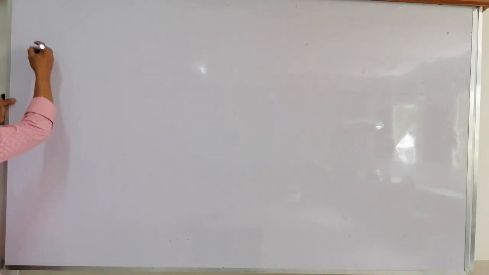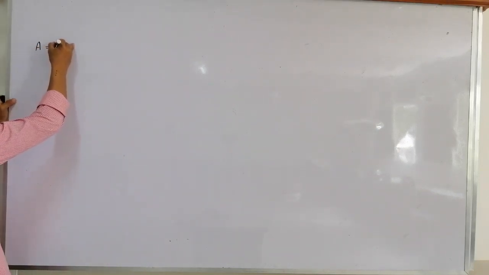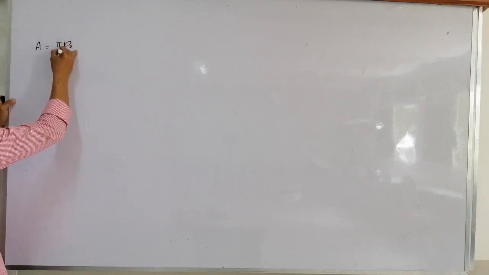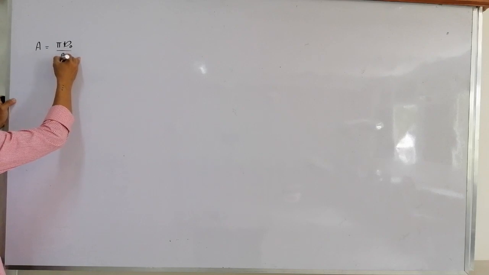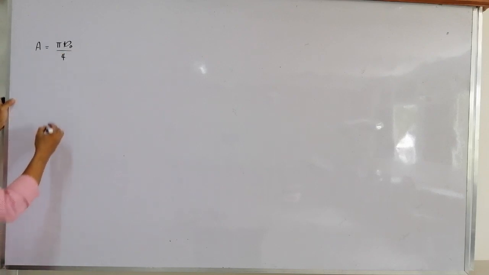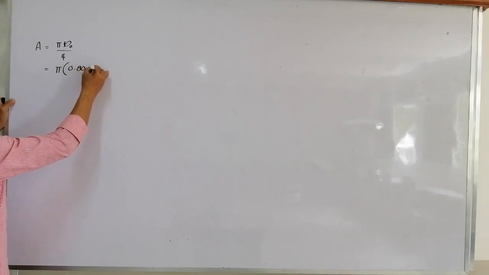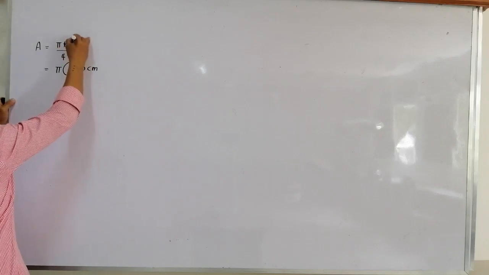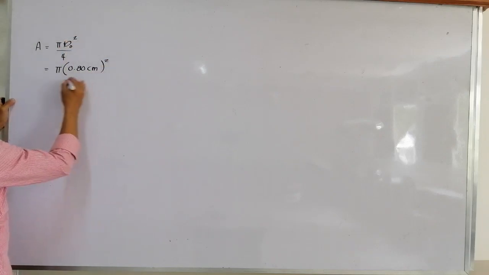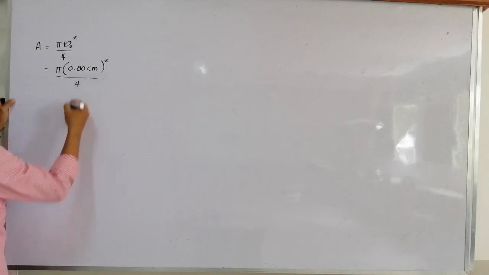To solve for the cross sectional area, that would have to be pi diameter squared over 4. Now, so that would have to be pi times 0.80 centimeter squared over 4.